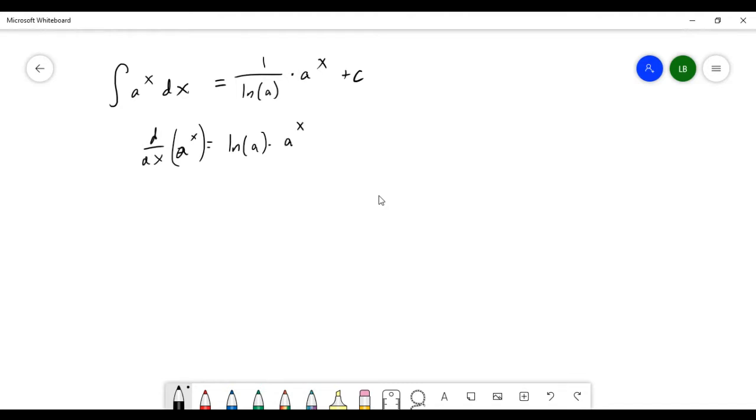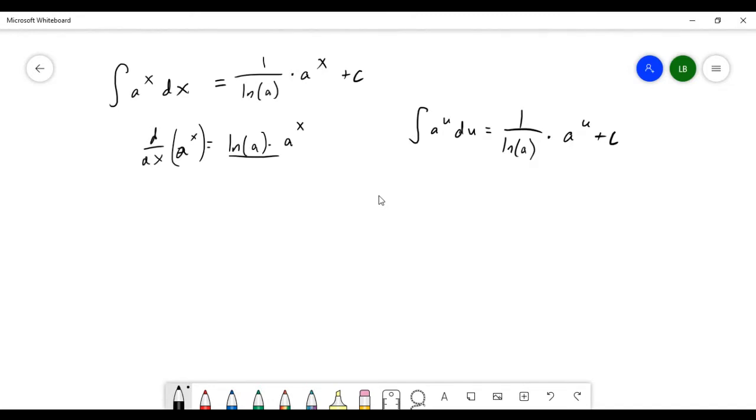So if we had just a to the x, then we would need a 1 divided by natural log of a in order to cancel out that natural log of a that comes along when we take the derivative. That's why we have 1 divided by the natural log of a there. And it's the same principle if we have just a to the u. We've got du. It would still be 1 divided by the natural log of a times a to the u plus c.